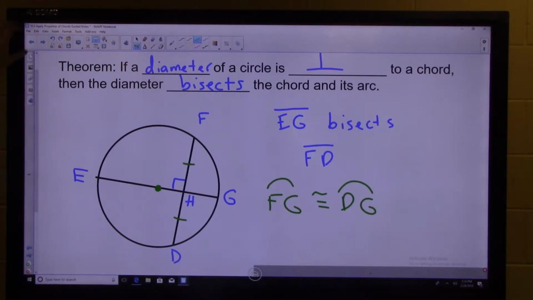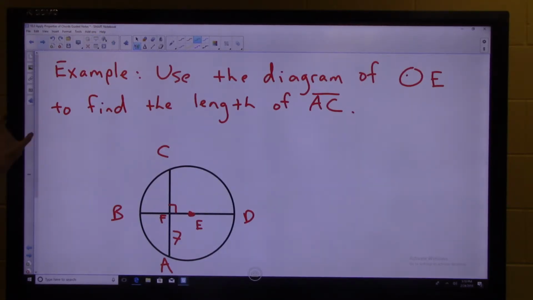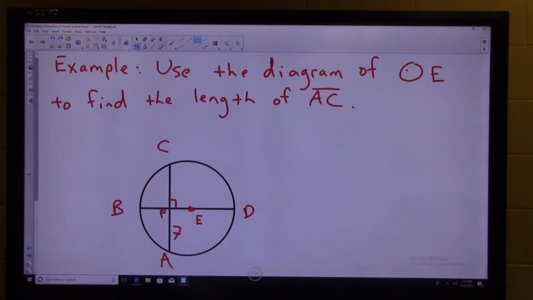So let's move on. I think I've got an example here. Yeah, I've got this example. So you guys try this one. Pause it if you need to. And I'm gonna answer this real quick. All right, so to answer this guy, it says use the diagram of circle E to find the length of segment AC.